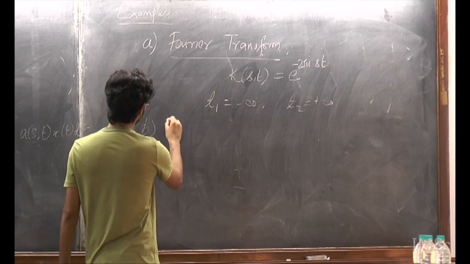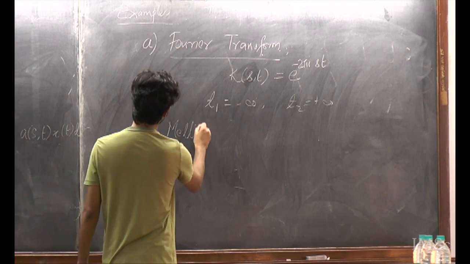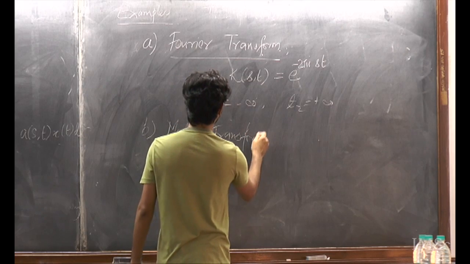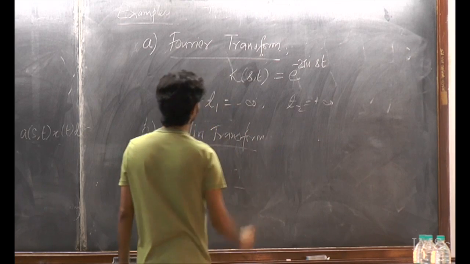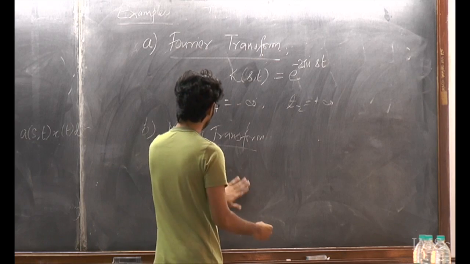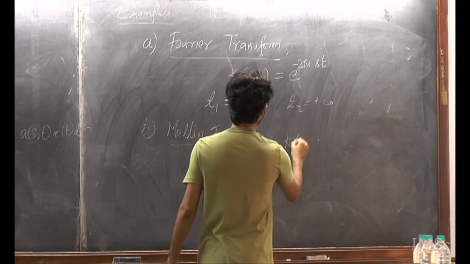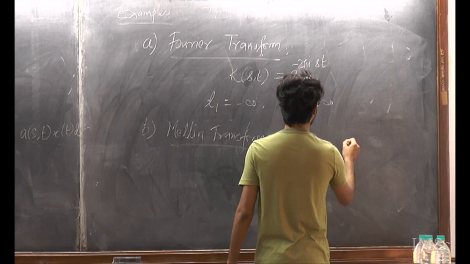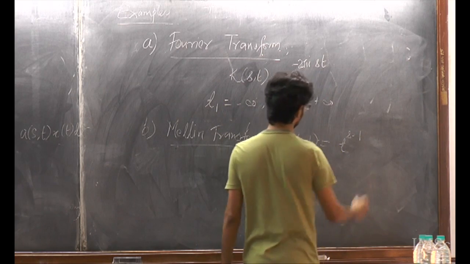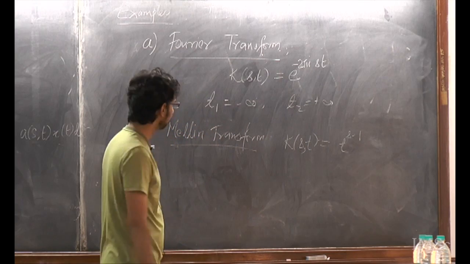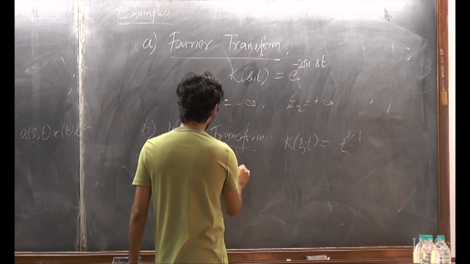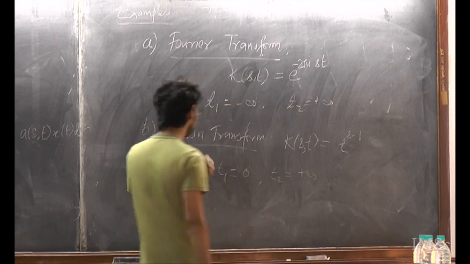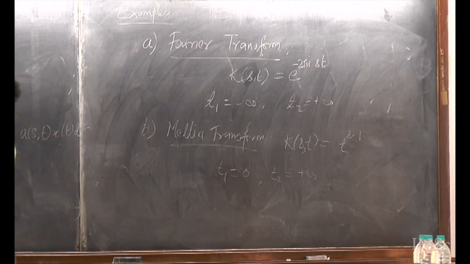Another integral transform is called the Mellin transform. So here K(s, t) is given by t to the s minus 1, right? t1 is 0 and t2 is plus infinity. Okay?